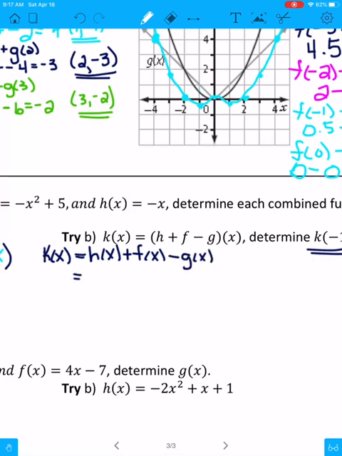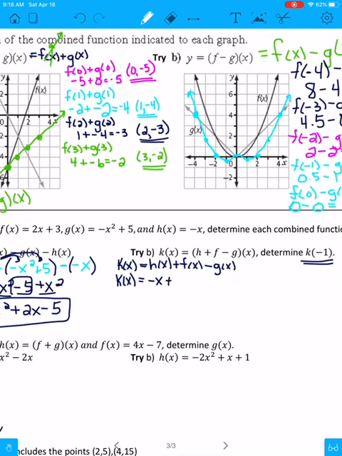So we're going to get h of x, which is minus x. So k of x equals minus x plus f of x, which is 2x plus 3, minus g of x, which is negative x squared plus 5. So we're going to get negative x plus 2x plus 3. That is supposed to be a 3. It does not look like it. And then minus a minus x squared, so plus x squared. And then minus 5, so you get a minus 5. So do not forget the brackets.